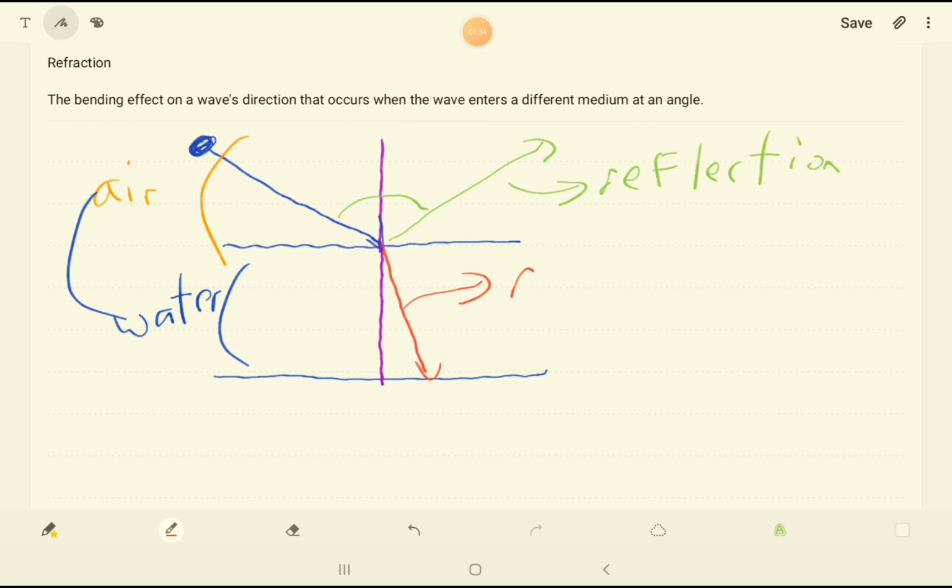And so this would be our refracted ray. And the angle of refraction would be this, and that would not be the same as your reflection.